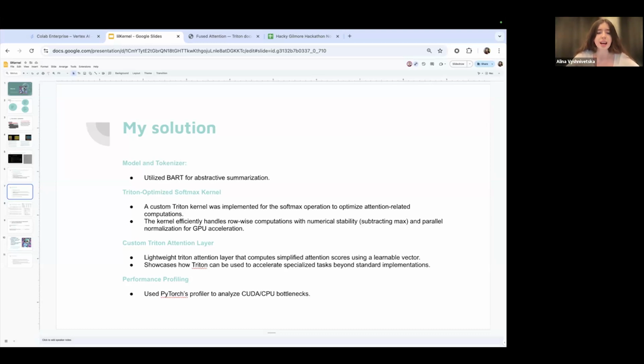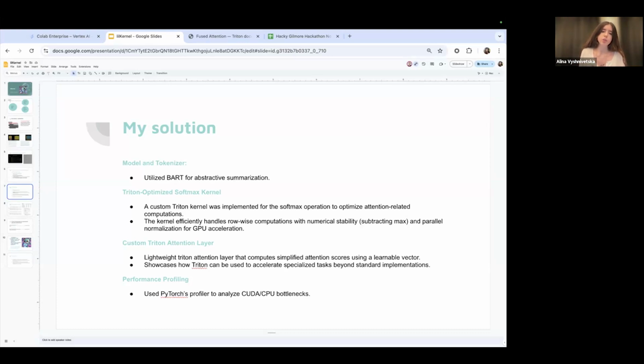Sorry for my English. And yeah, so I came up with my solution. I used BART as the model and tokenizer, and where I applied kernels, I applied a custom Triton kernel for the softmax operation. This kernel efficiently handles row-wise computation with numerical stability and parallel normalization for GPU acceleration.